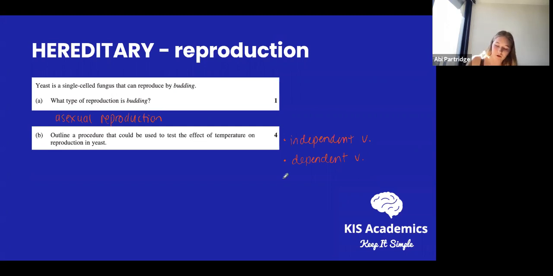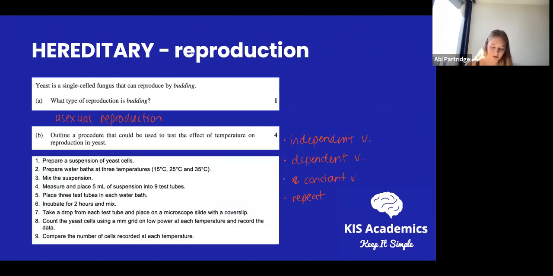And then you've got to have your variables that you're keeping constant. So you've got to have a constant time limit, a constant quantity that you're including, and then you've got to repeat it. And so the sample answer is this.